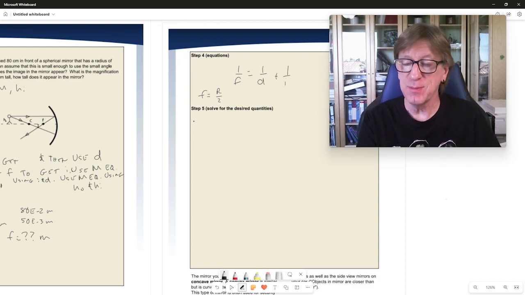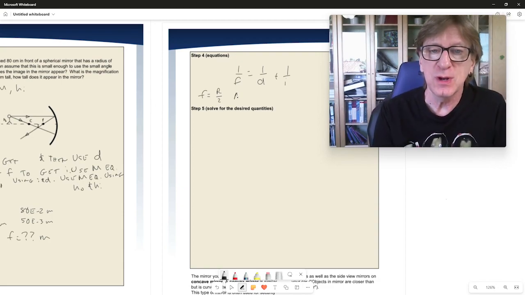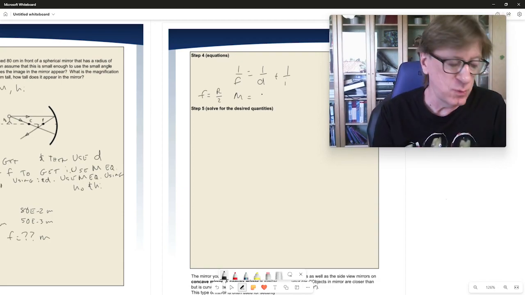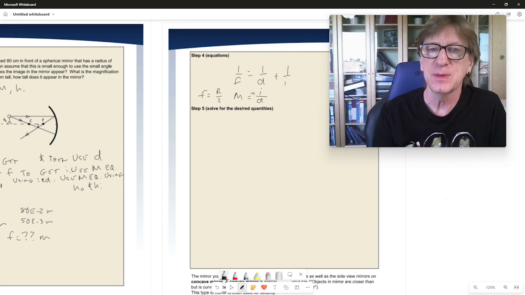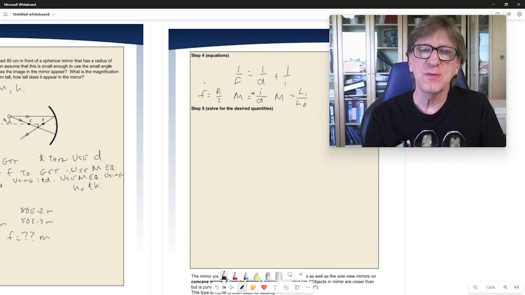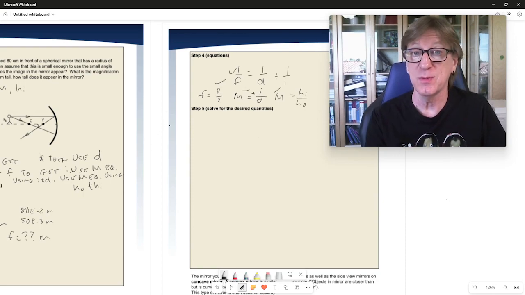We're going to need the magnification equation. So remember, there are 2 forms. The first one we're going to need is the one that involves the image distance and the object distance. And remember, that one has a negative sign in front of it. And then the other one that we're going to use is HI over HO, the image height over the object height. So now we've got 1, 2, 3, 4 equations, 4 unknowns. The problem is solved. All we need to do is put it together and do the math.